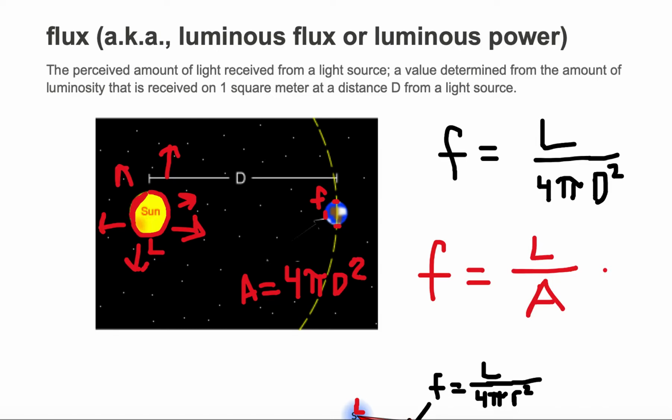So flux, also known as luminous flux or luminous power, is always the luminosity at the source divided by 4 pi d squared, where d is the distance that that light is spreading into a sphere.